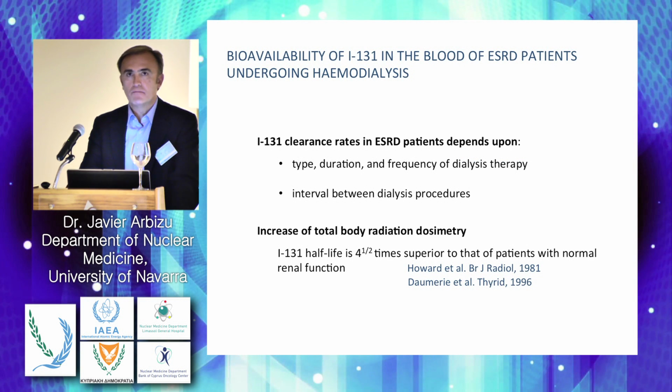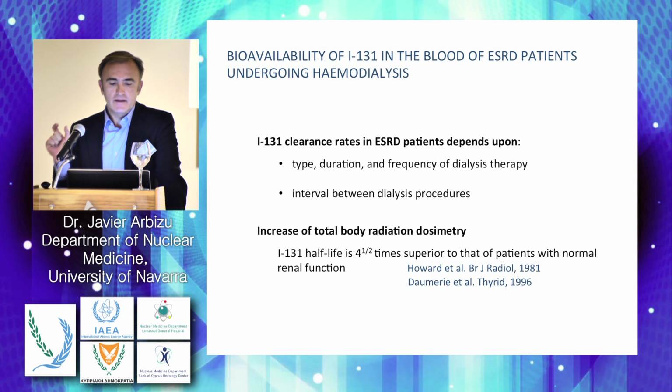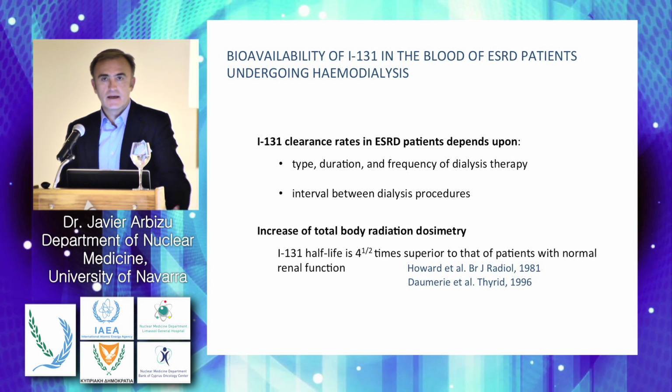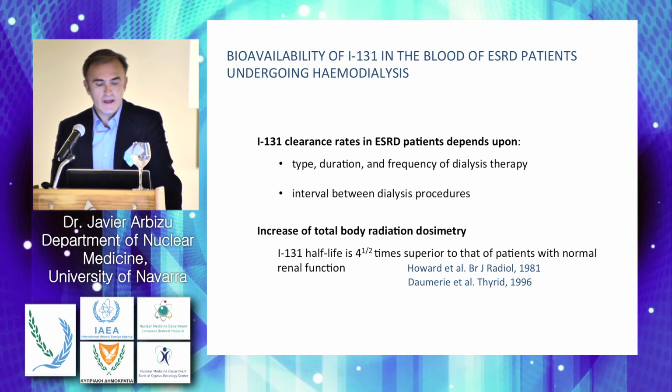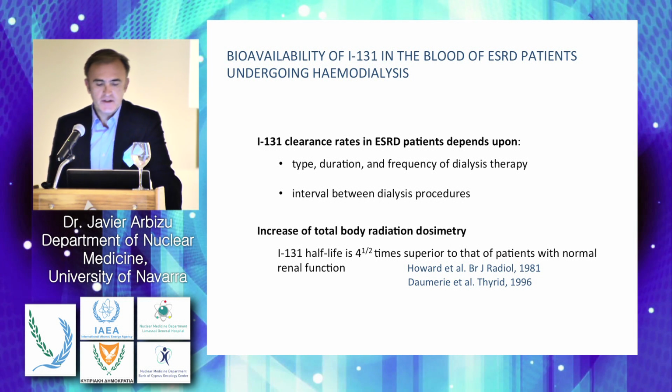So, what is the viability of radioiodine in the blood of these patients? The radioiodine clearance rate in these patients depends on the type, duration, and frequency of the dialysis, of course, but also on the interval between these procedures. And as I told you before, there is an increase in total body radiation dosimetry. The half-life of radioiodine in this patient is 4.5 times longer than that of patients with normal renal function.